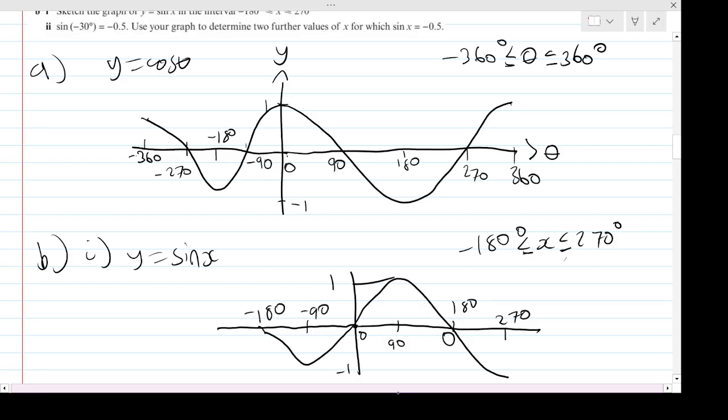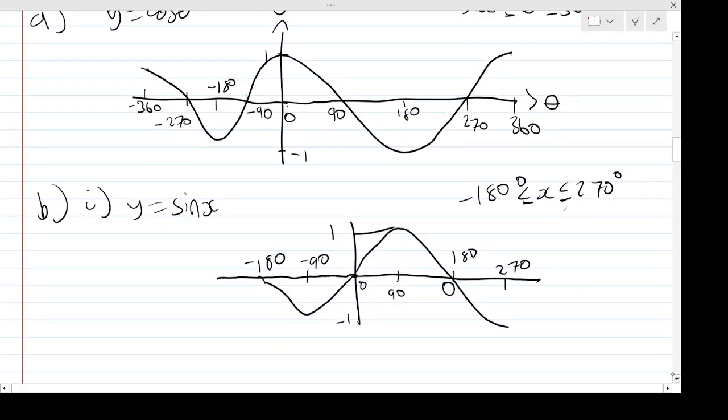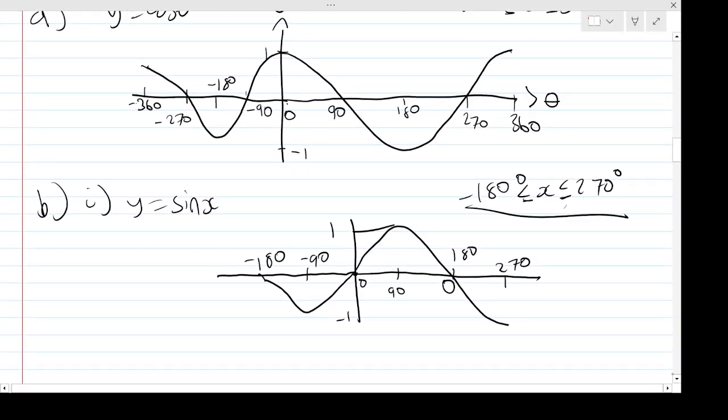So that's it then. We don't need to consider anything further than 180 in this case, because that's the other end of the inequality. So that's the end point there as well. So that's the graph, right? Those are the angles we're interested in, between -180 and 270.